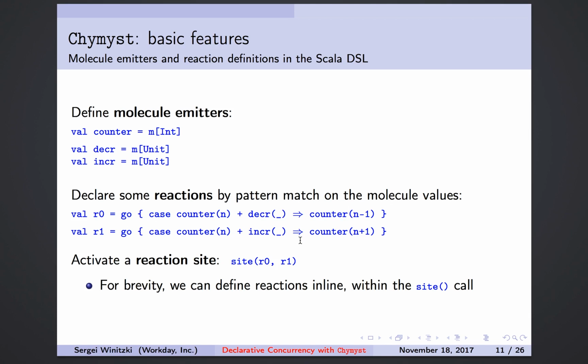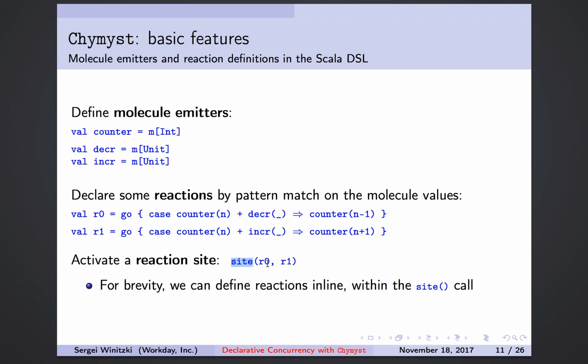Having defined these reactions, we have not actually started anything. So these are values of type reaction, and they are declarative. They do not actually start any processes when you say val r0 equals go. This declares a chemical law, but it does not yet start anything. And at this point, you're not allowed to emit any molecules yet because you have not activated any reactions yet. This is the call site, which is again, site is a function provided by the Chymyst library.